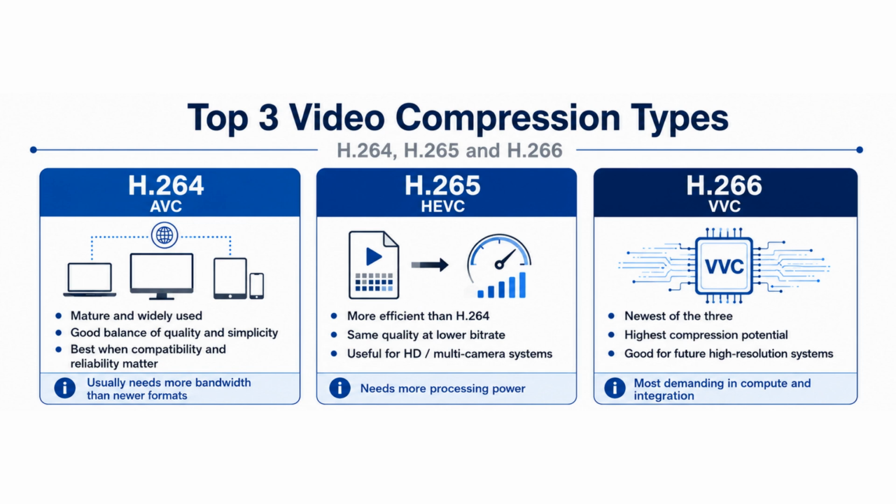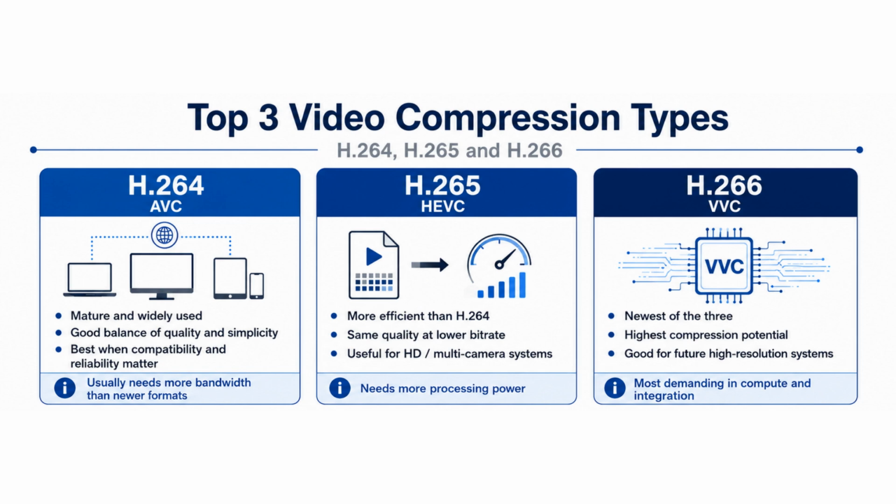H.265, or HEVC, improves compression efficiency. It can deliver similar image quality at a lower bitrate, making it useful for high-definition and multi-camera systems. The trade-off is that it needs more processing power.